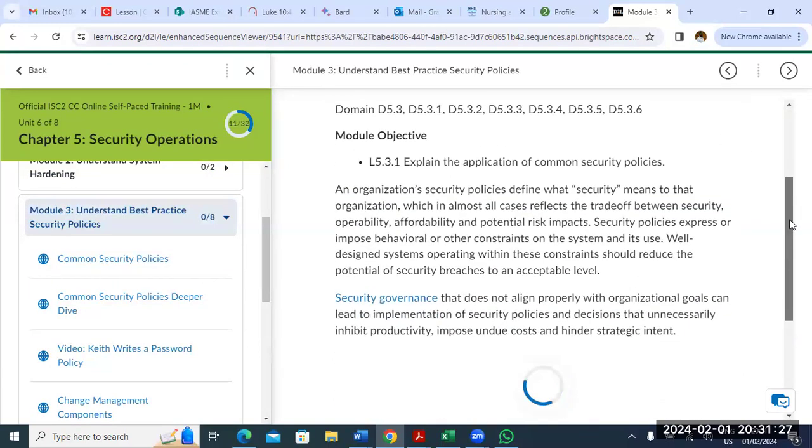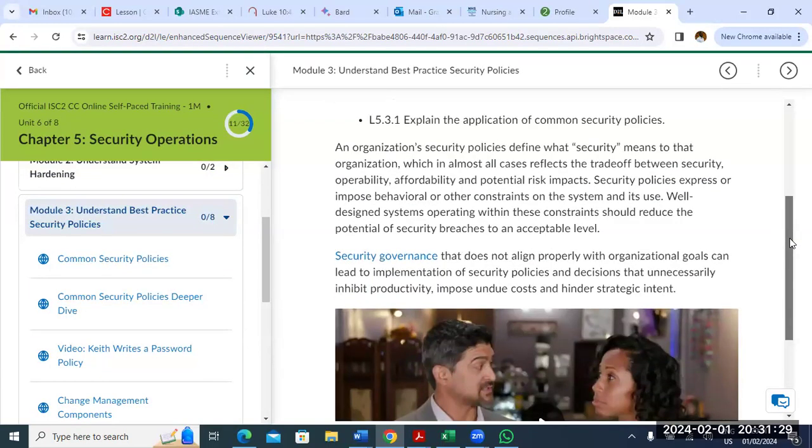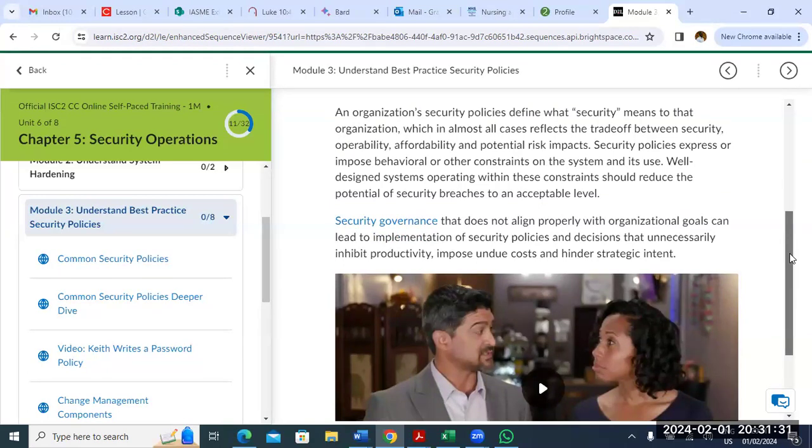So security policy is what we'll be looking at here. Let's go into history because of time.